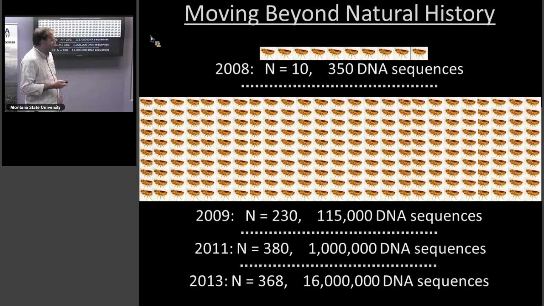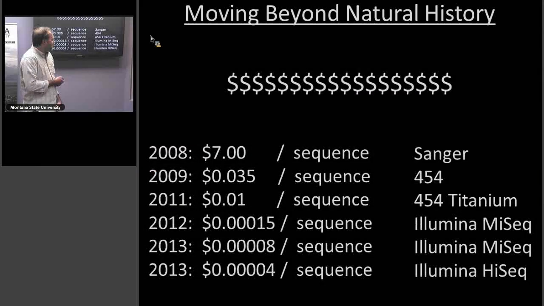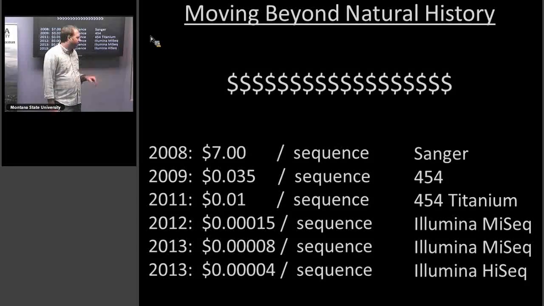Just as a cost benefit, basically: in 2008, that flea study cost $7 a sequence. Then the next study got down to 3 cents a sequence. Now we're down to about 0.0004 cents a sequence. And so it's really become economically viable.